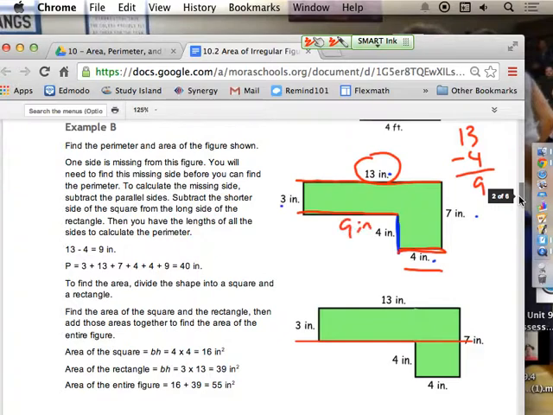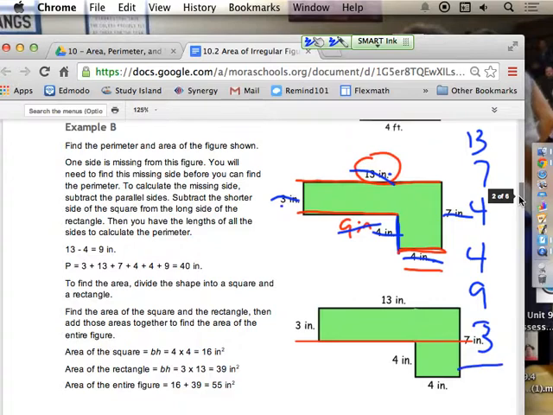Now I can go through and do my perimeter, which is adding up all the ones I do know. 13 plus 7. And as you notice, I cross them out to make sure I don't forget one. Plus 4, plus 4, plus 9, plus 3. And I add all those together: 20, 28, plus 9 is 37, plus 3 is 40. 40 inches. I do not have a squared label because I was adding.